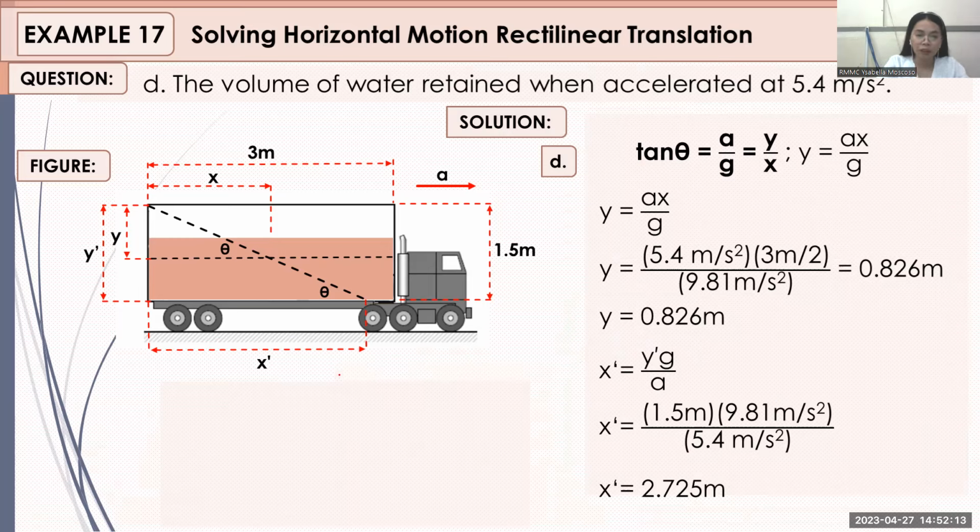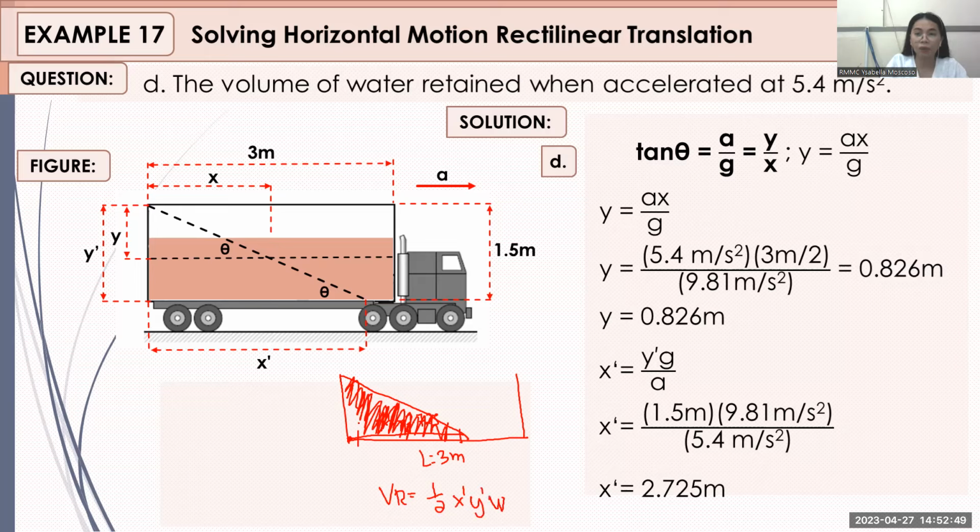Ganito yan. If this is your vessel, your vessel is 3 meters. Yan yung length natin. If our datum is dito sa left, papunta dito sa right, yung x prime daw natin is only 2.725. Ito na lang yung naiiwan na tubig natin. Anong shape ba to? That is a triangle. That is why your volume retained is 1/2 of x prime times y prime times the width.